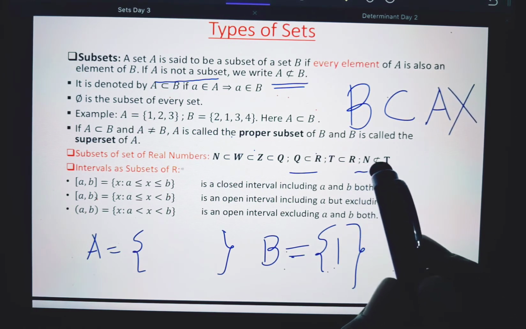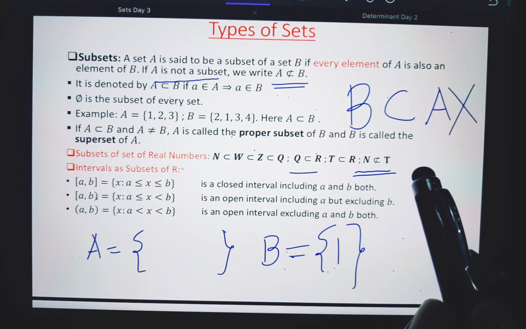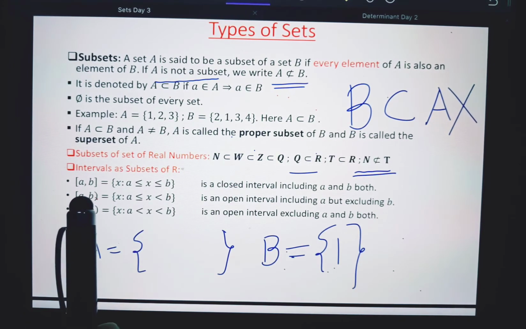But natural numbers is not a subset of irrational numbers. Am I clear? Because natural numbers are what? 1, 2, 3, 4, 5. But irrational numbers are what? Which we cannot express in the form of p by q, which has non-terminating, non-repeating decimal expansion. We have learned this one before. Understood? Now let's move on to this one.